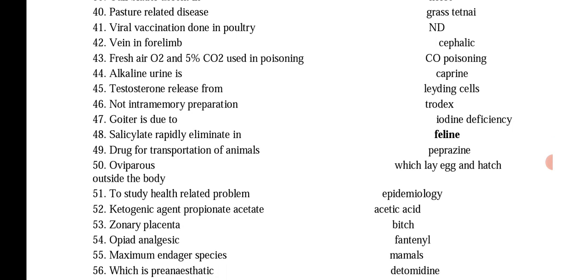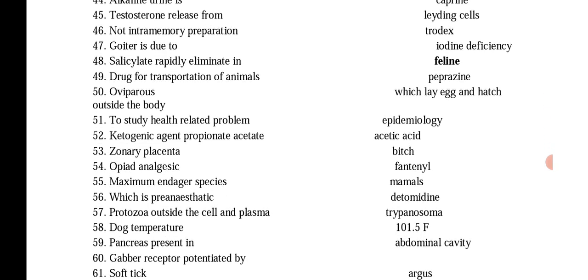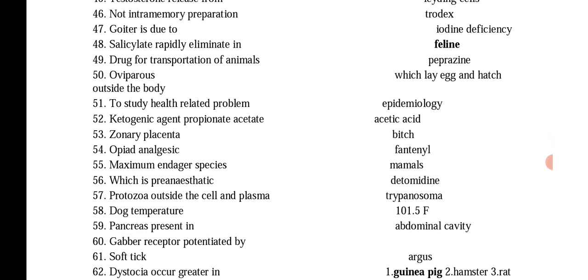The maximum number of endangered species are from mammals. The mammal group has the maximum number of endangered species, and this is the most versatile group.